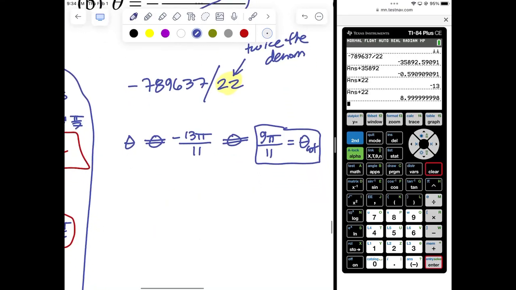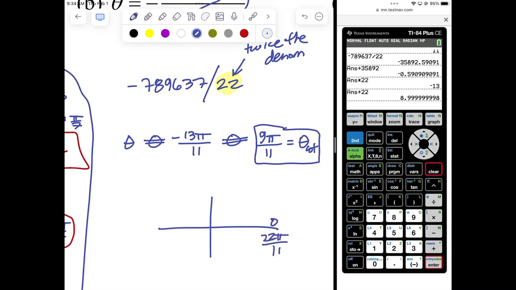Okay? Now we just need to figure out where it lives. So I come over here. This is 0. I know once around is 22 pi elevenths. What's pi? What's half of 22? 11 pi elevenths. That's easy to figure out, right? You need to figure out pi so that you can figure out this one up here because it's half of 11. What's half of 11?